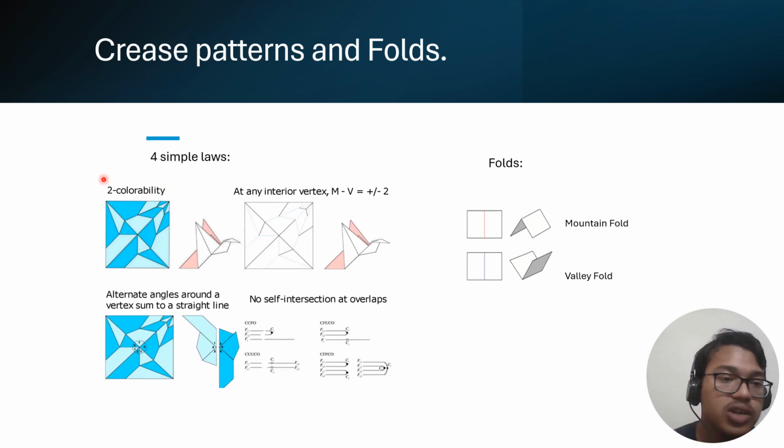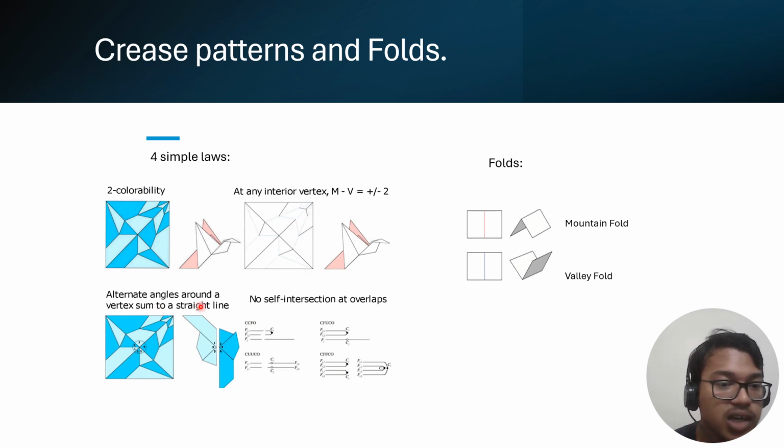The first one is two-colorability. That is, you can color the whole origami sheet with only two colors such that no same colors touch each other. The second one is that at any interior vertex, the number of mountains minus the number of valleys equals plus or minus 2. That is either plus 2 or minus 2.